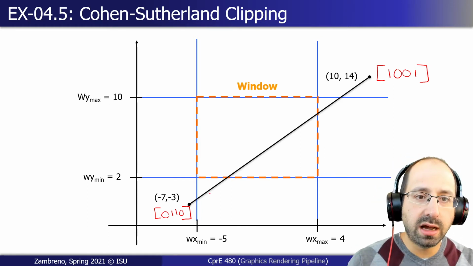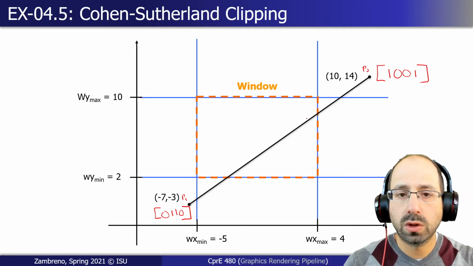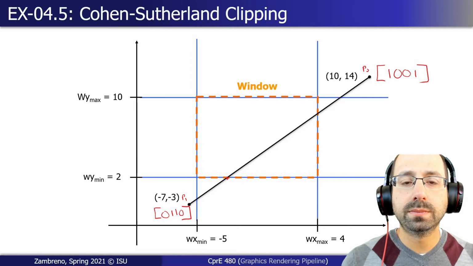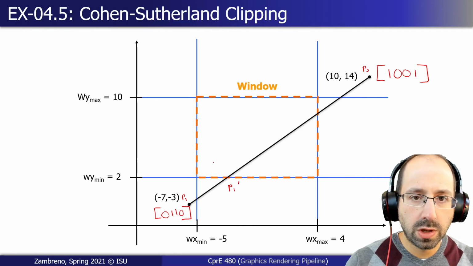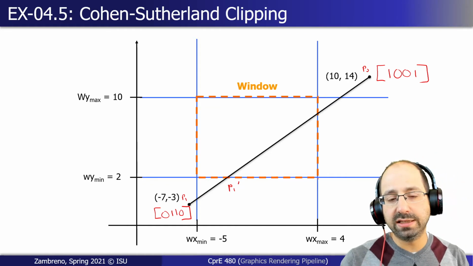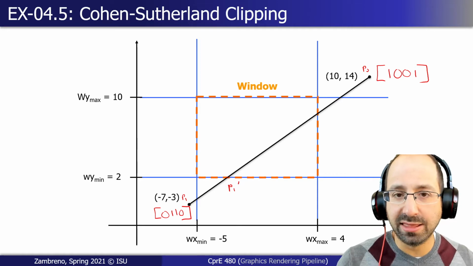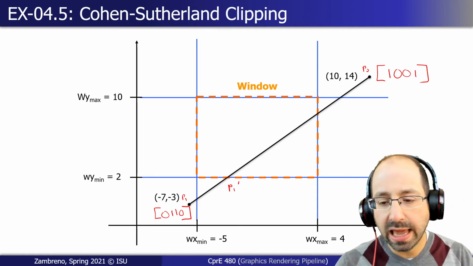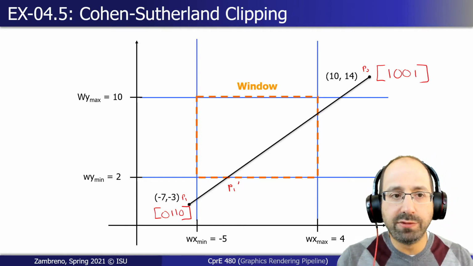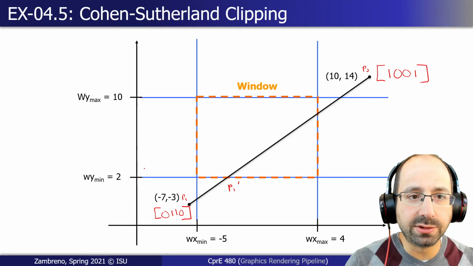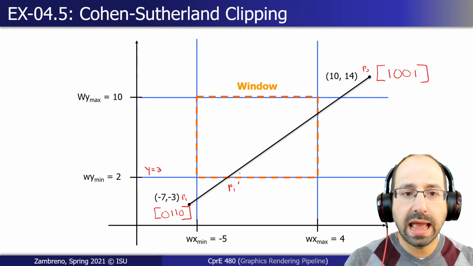If this is P1, P2, we could calculate P1 prime by determining what the intersection is between that line segment and the lower boundary of the window. And you wouldn't want to overthink this. We could plug it into an equation. The lower boundary of the window is an equation, right? It's y equals 2.